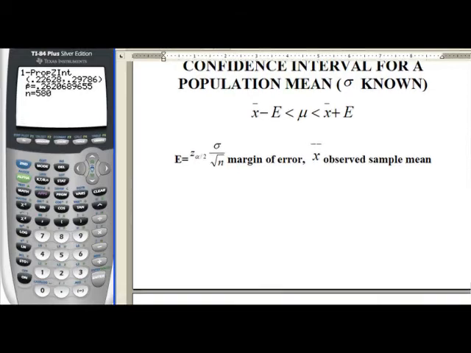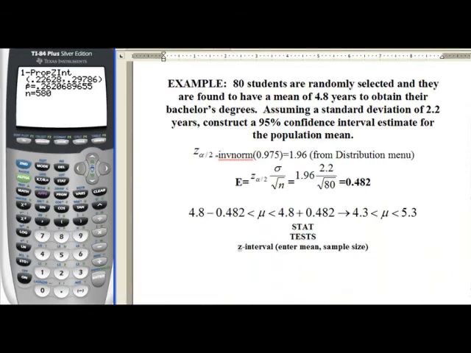So let's do an example. Let's assume 80 students are randomly selected and they are found to have a mean of 4.8 years to obtain their bachelor's degrees. Assuming a standard deviation of 2.2 years, construct a 95% confidence interval estimate for the population mean.